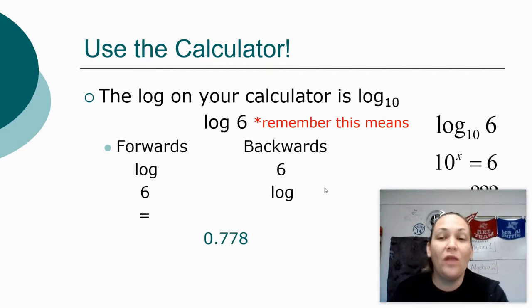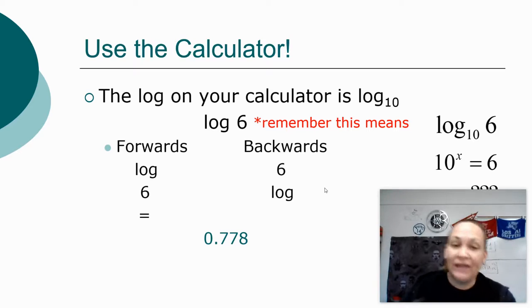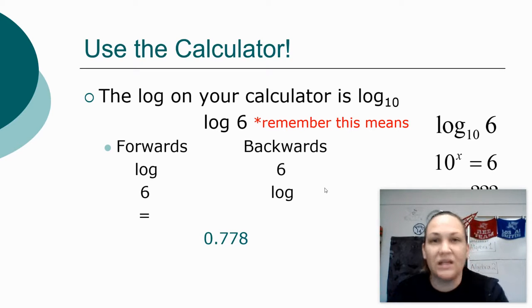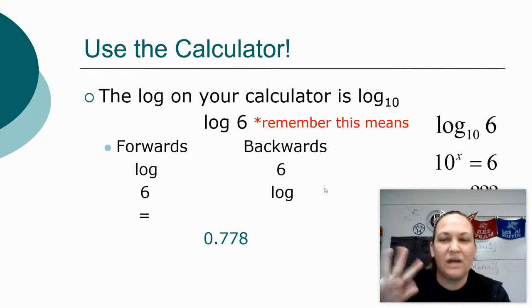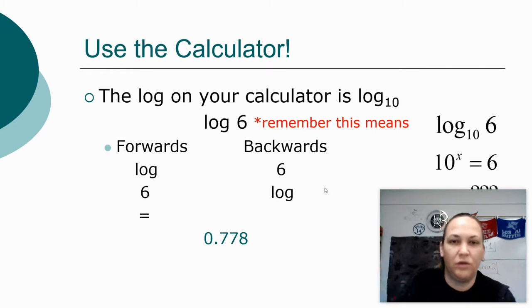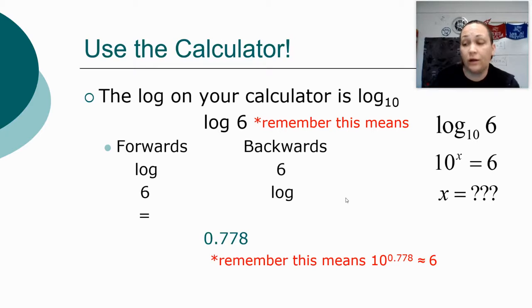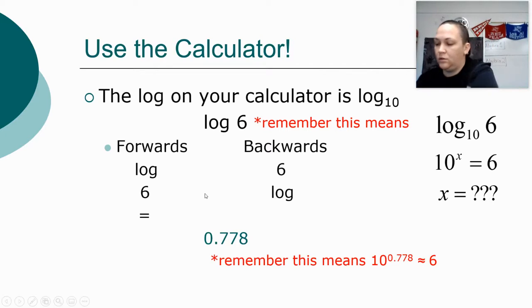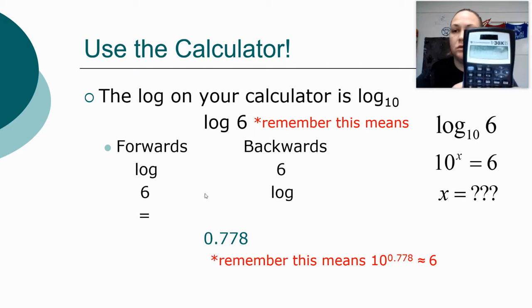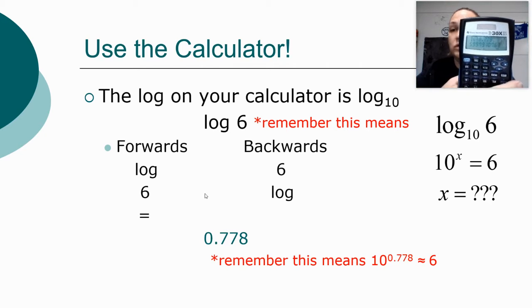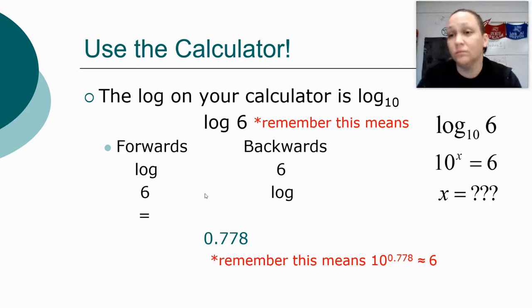So remember, what that means is 10 to the power of 0.778 is gonna be about 6 because we rounded. And you can try that on your calculator too, right? We have an exponent button. So we hit 10 exponent 0.778 equals, close. If we had included more numbers in the exponent, it would have been closer.